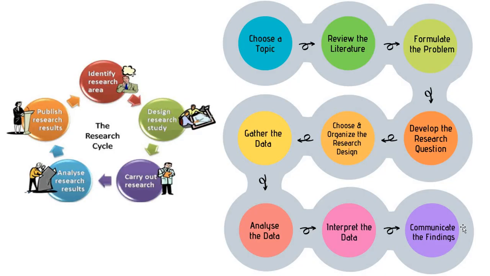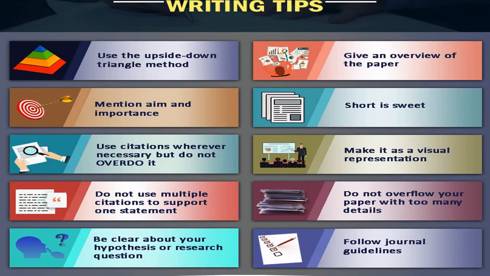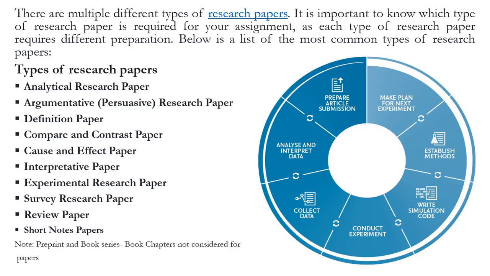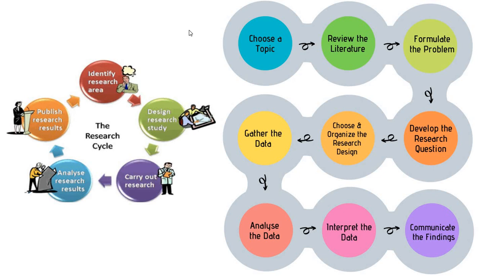Next, this is the research cycle. This is the writing tips. Okay, this is the research cycle. The research cycle means, as we already discussed the entire thing, how a research paper is published, initially in this way. First, choose a topic: which area do you want to research, which area do you want to work in, then choose a topic.